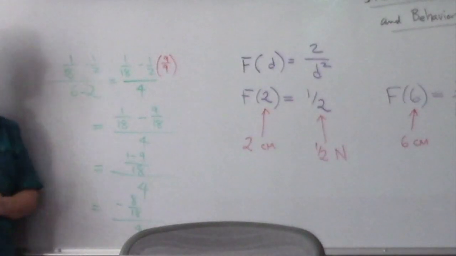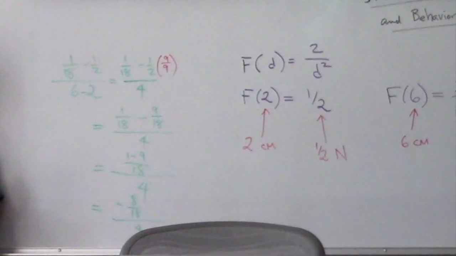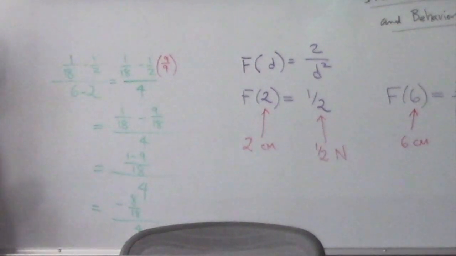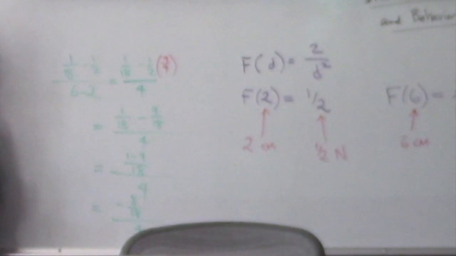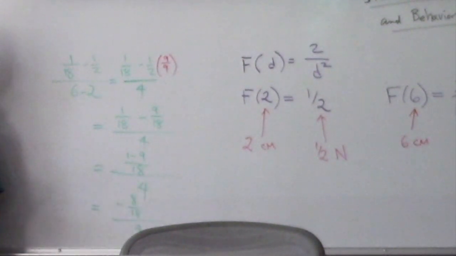Yeah, so by no means is this the only way of doing it, and nor is it the best way to do it. It's just the way I felt like doing it today. So let's see here. There's a couple things I could do. For example, the 8 over 18, I think I can simplify that. They're both divisible by 2. We also need to divide the whole thing by 4.